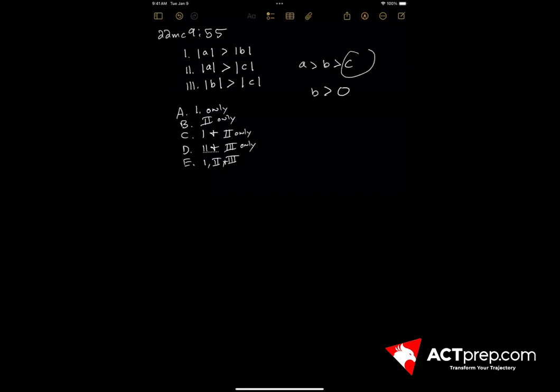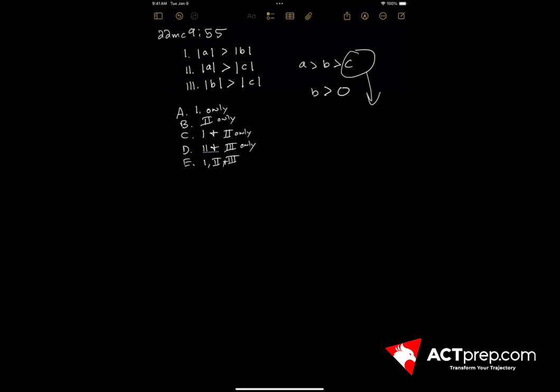So, only C can be negative. Only C can be negative based on the information they gave us, because we know that B is greater than 0 and A is greater than B. So A and B both have to be positive. And then C can be negative. It doesn't have to be negative, it can be negative.